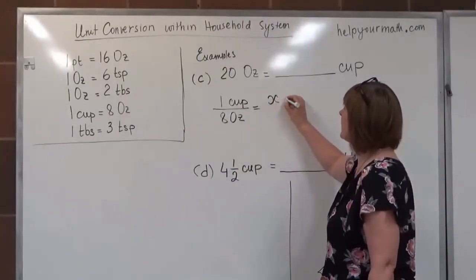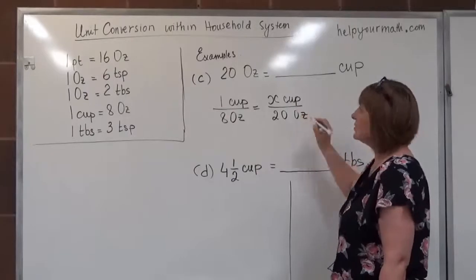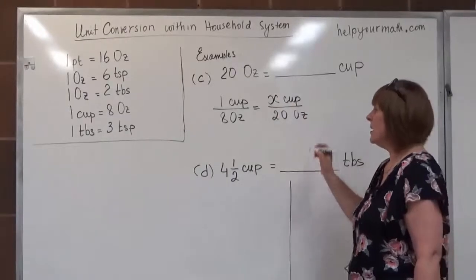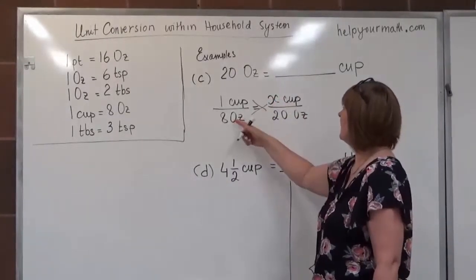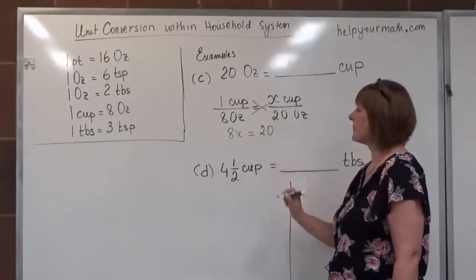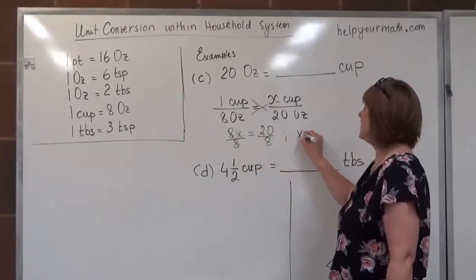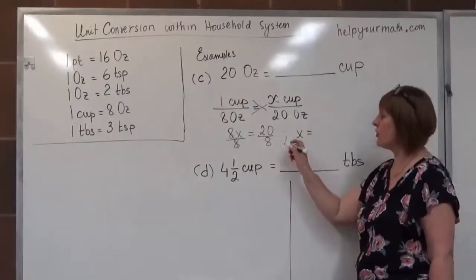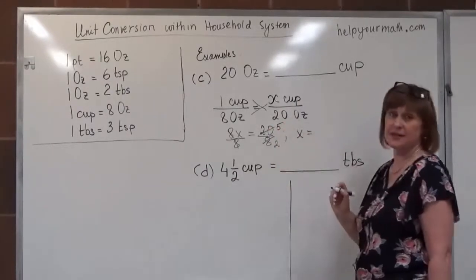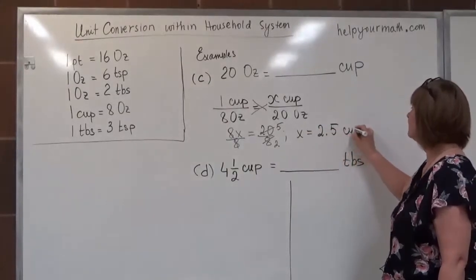And then we are going to write the second ratio with the same units on the top. We can put here x cups over 20 ounces. So again, I bring your attention that we have the same units in the numerator for both ratios. Let's make the cross product. It will be 8 times x, 8x, and 1 times 20, 20. And divide by 8. x equals, we can reduce this by 4. 8 divided by 4 is 2. 20 divided by 4 is 5. And then it's easy to figure out, 5 divided by 2 is 2.5 cups.